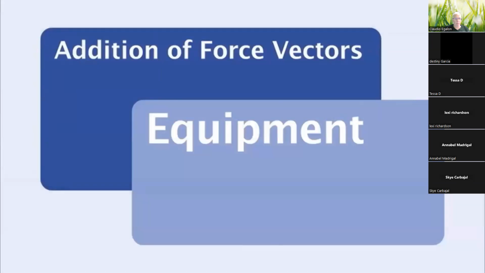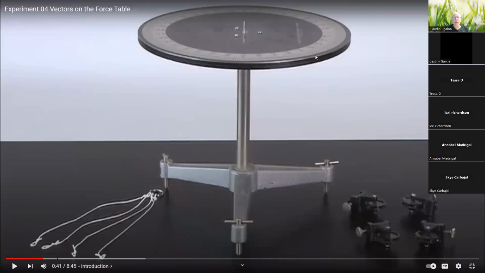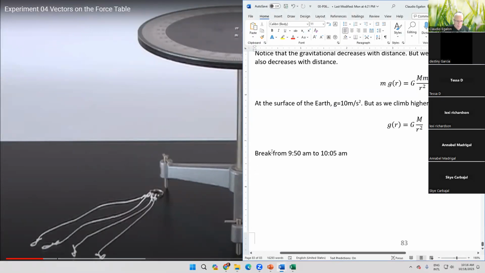To conduct your experiment, you will use a force table with pulleys. So here's the equipment that we use for this experiment, and I'm going to document it here in my notes. Lab 3, force table, equipment. I'm going to center justify that. Equipment, and here we go. Force table.